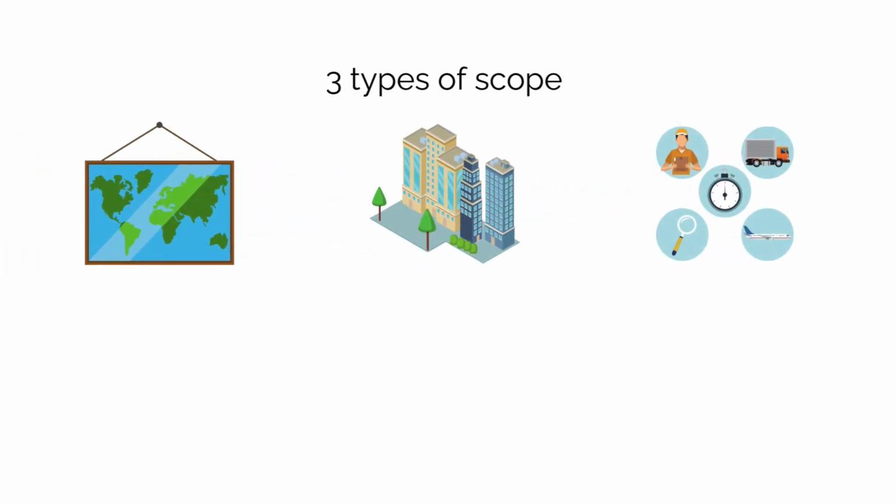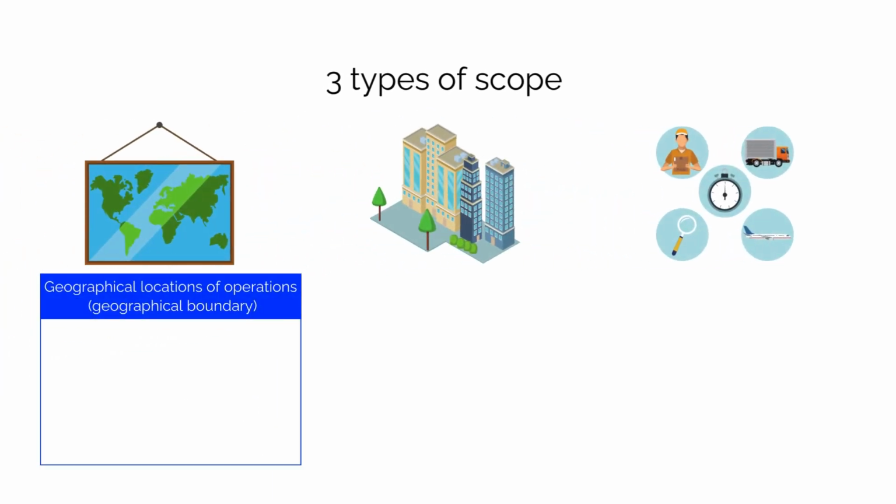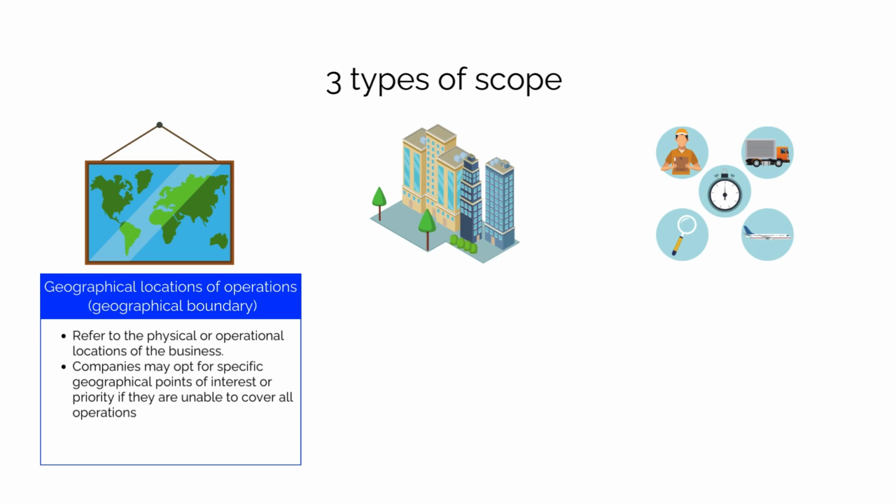There are basically three types of scope. First, geographical locations of operations, simply known as geographical boundary. This refers to the physical or operational locations of the business. When describing the scope of the sustainability statement along this dimension, companies may opt for specific geographical points of interest or priority if they are unable to cover all operations.